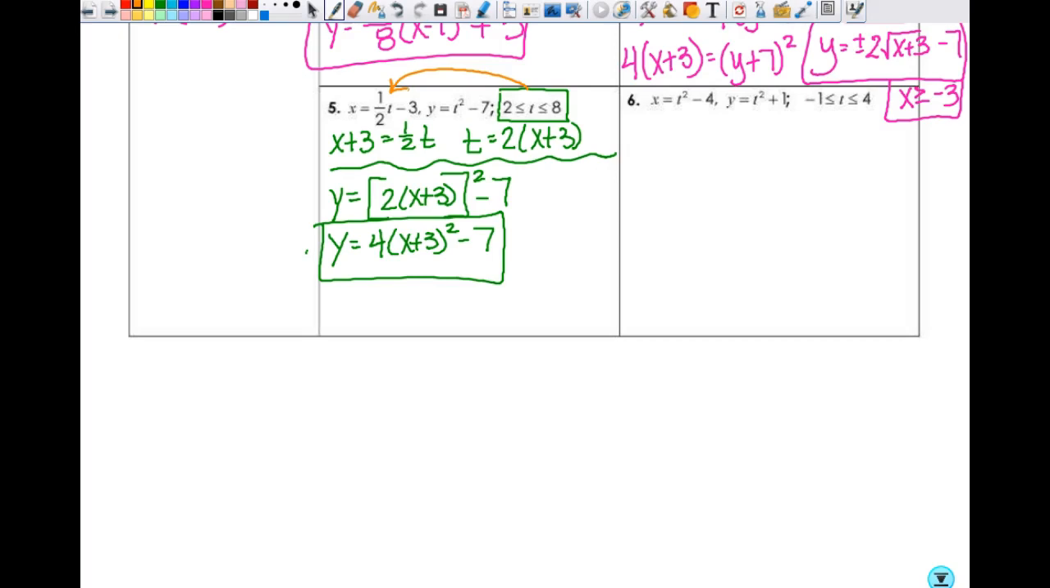Since t has to be between 2 and 8, I'm going to take the 2 for t, substitute it in here, and see what x value that would give me. So x is equal to 1/2 times 2 minus 3. So that's going to give me x equals -2.